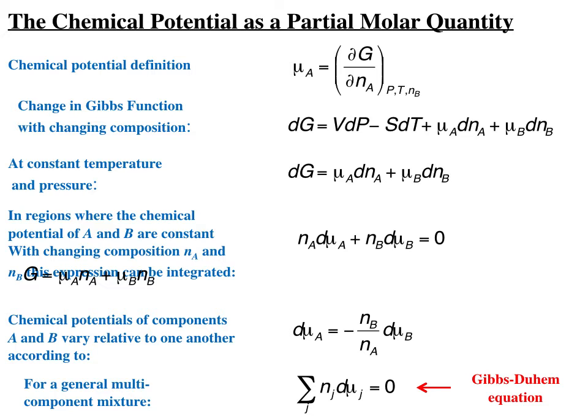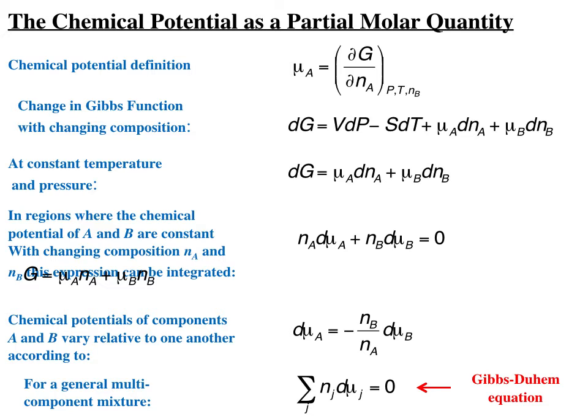According to the first and second law combination, the fundamental equation for change in composition, the increment of change dG, would be VdP minus SdT plus mu A dNA plus mu B dNB. We've discussed that several times over now. And if we specify constant temperature and pressure, then the increment of change in the Gibbs energy will just be mu A dNA plus mu B dNB.